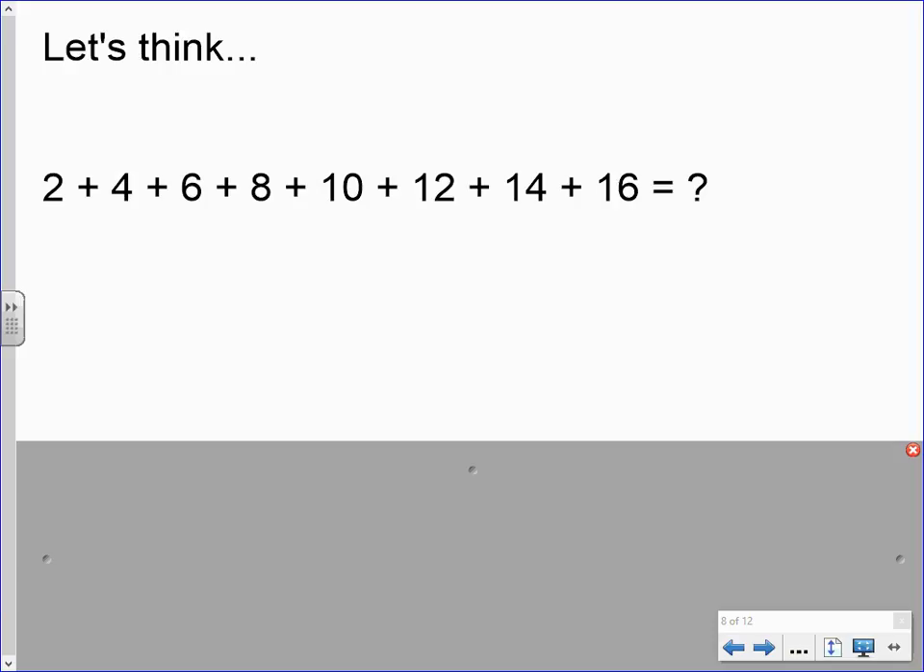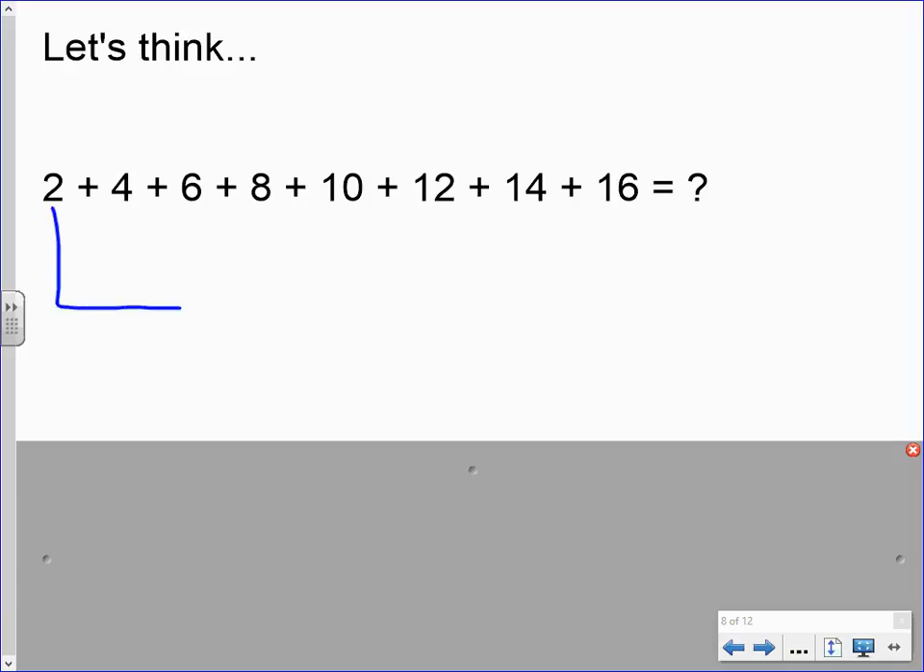Everyone excited, right? Is this an arithmetic sequence? Yes. What's the common difference? 2. Doesn't matter what the common difference is right now. If you are adding up an arithmetic sequence, this is what is going to happen.